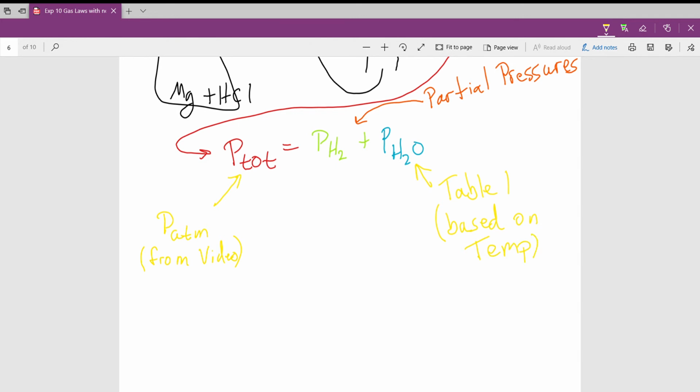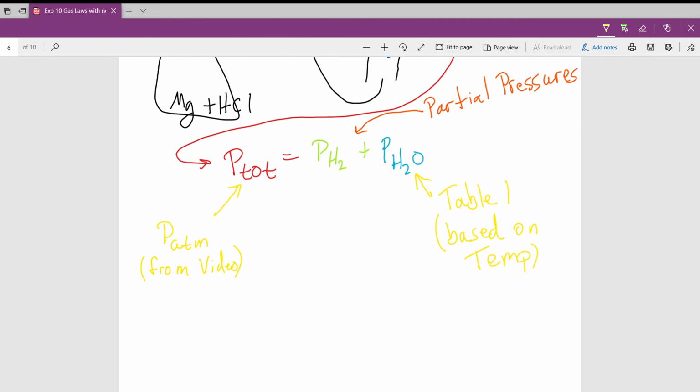If you look at table 1, the higher the temperature, the higher the partial pressure. That simply means that more water is evaporating at a higher temperature. It only goes 19, 20, 21, 22 degrees Celsius. Just pick whichever one is closest, so it'll be fine. So if we know those two things, all we have to do is solve for P sub H2. That's the basic premise of the lab.